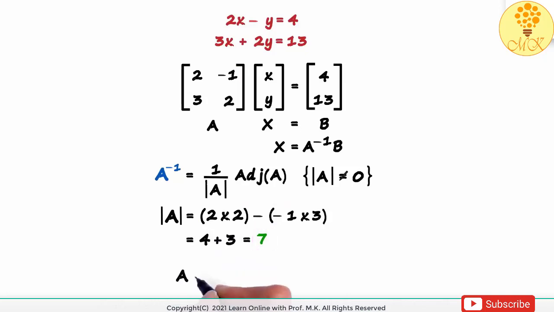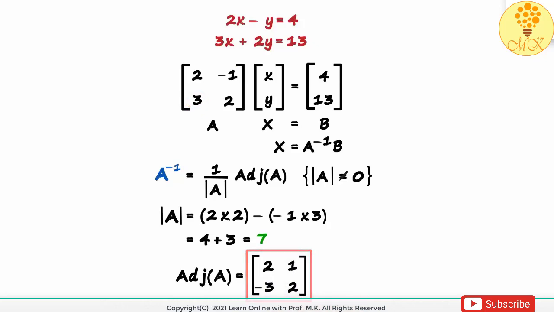Now let's find the adjoint of A. Do you remember the shortcut to find the adjoint of a 2 by 2 matrix? Interchange these two and change the sign of these two elements. As these two are the same, interchanging them will also give us 2 and 2. Changing the sign of -1, we get 1. And changing the sign of this, we get -3. This is the adjoint of A.